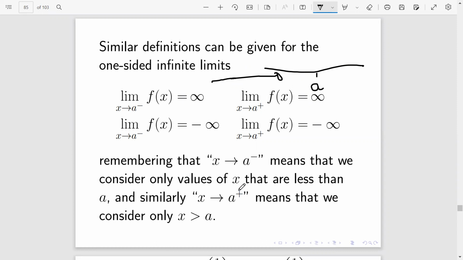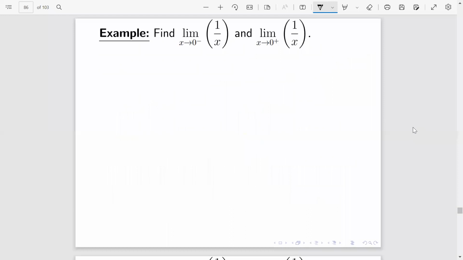And x approaching a plus, I'm not saying it necessarily means coming from the right, but if it's confusing, think of it as values of x that are greater than a, meaning we're coming from the positive side. This is when you're coming from the right. These are very important notations when it comes to these limits.